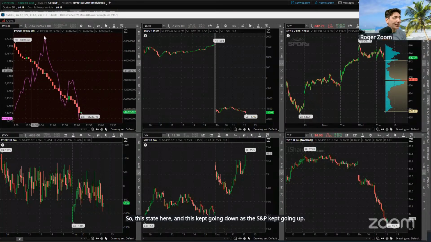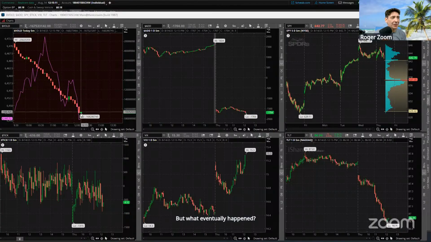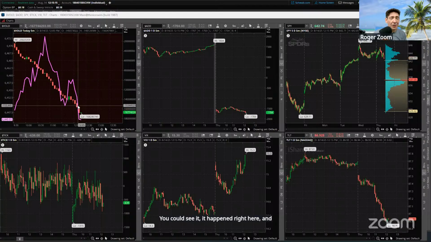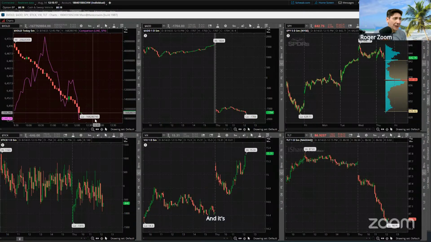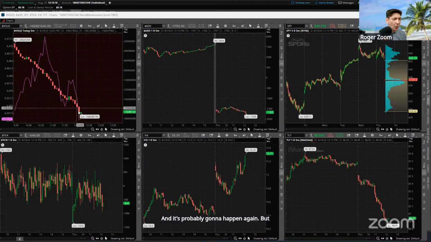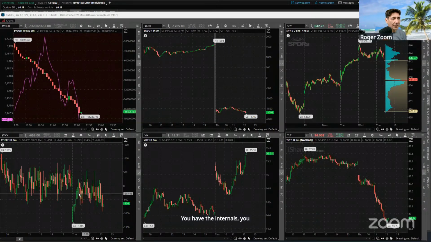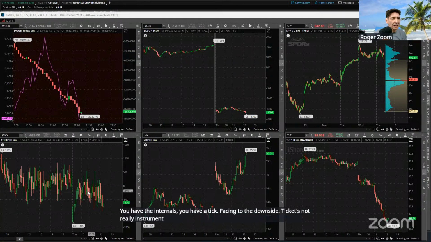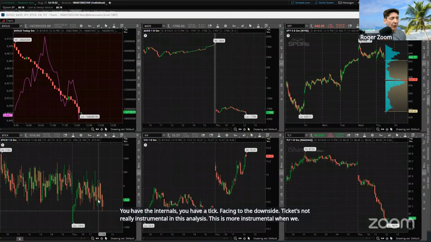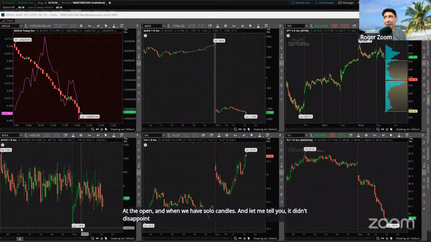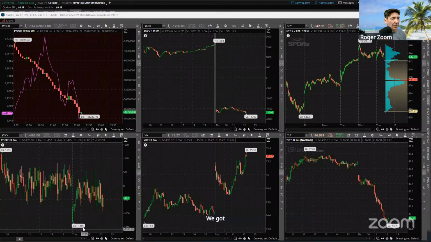But what eventually happened? Well, here's what eventually happened. You could see it. It happened right here, and it happened again right here, and it's probably going to happen again. But look at this clean trend on the Vold. You have the internals. You have tick facing to the downside. Tick is not really instrumental in this analysis. This is more instrumental when we're at the open and when we have solo candles. And let me tell you, it didn't disappoint. I'm looking at 750. We got 1315.